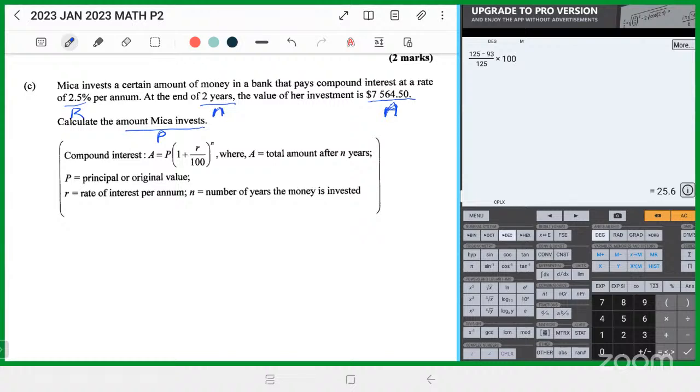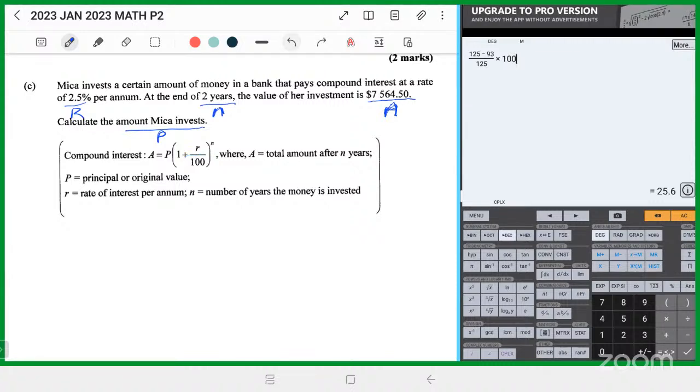The question is asking us to find the P. So to find the P, we have to transpose this formula, I mean, make P the subject. We have all the other values. We have the R, and look here, the R is going to be just 2.5, because the percent part of the R is already taken care of by the 100 being under the year. So the R value is actually 2.5.